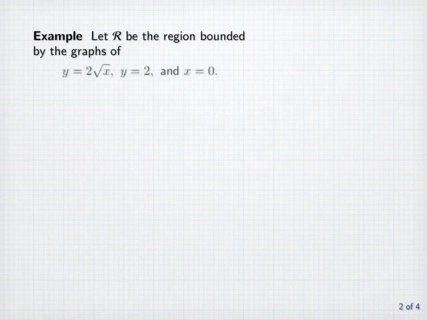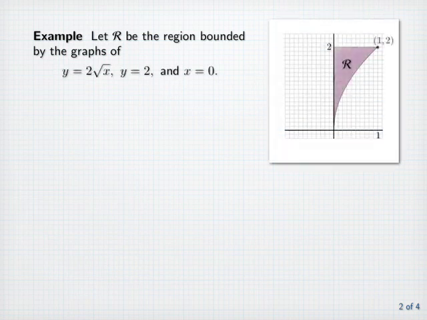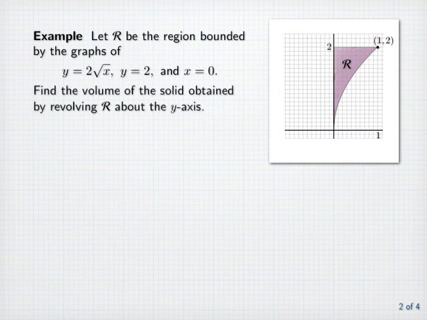Example. Let R be the region bounded by the graphs of y equals 2 times the square root of x, y equals 2, and x equals 0. A picture of the region R is shown there on the right. Notice that y equals 2 and y equals 2 times the square root of x intersect at the point (1, 2). We want to find the volume of the solid obtained by revolving R about the y-axis.